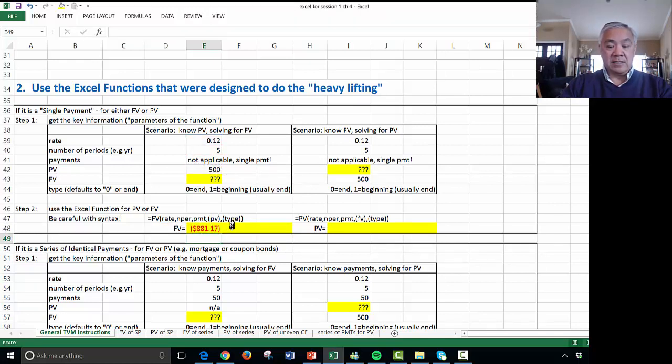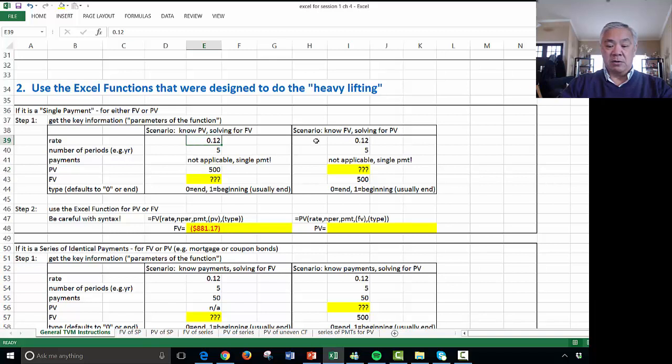So what this means is if I get $500 now, because 500 is a positive number, then I have to pay out $881 in 5 years. And that would yield to the cash flow stream exactly 12%.